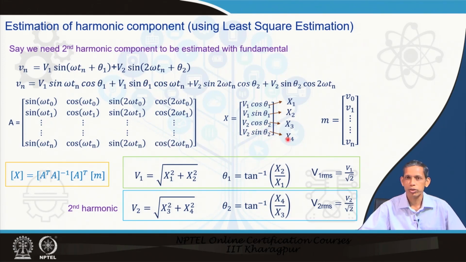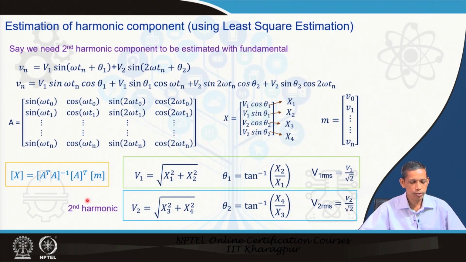So, we have 4 unknowns x1, x2, x3, x4 and we have n plus 1 measurements, V0 through Vn. We apply the least square method and find the fundamental V1 from x1 square plus x2 square, and V2 from x3 square plus x4 square. Theta 1 from the fundamental is tan inverse x2 by x1, and theta 2 is tan inverse x4 by x3. The RMS value can be obtained from V1 by root 2 or V2 by root 2.